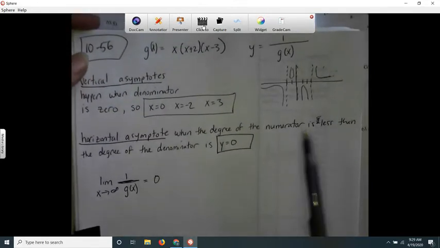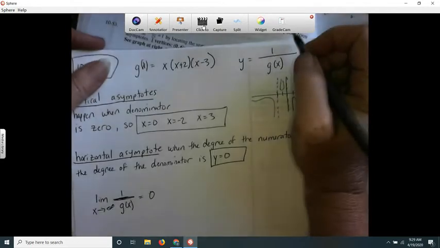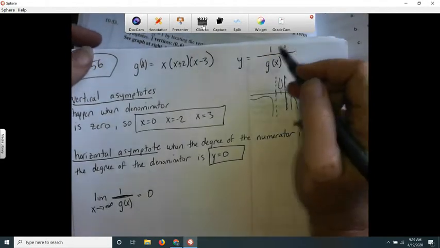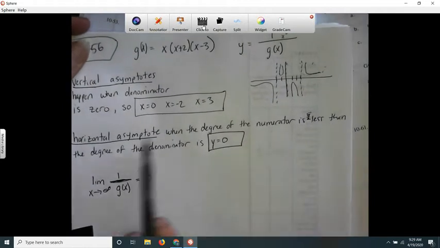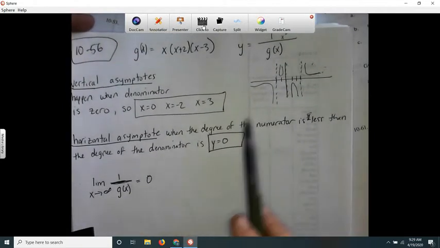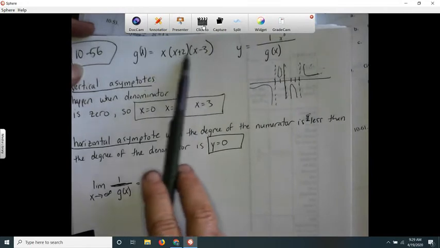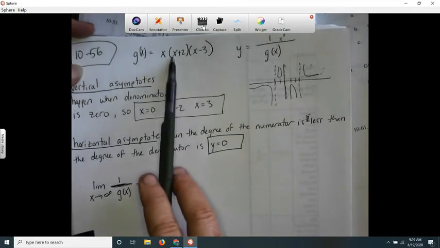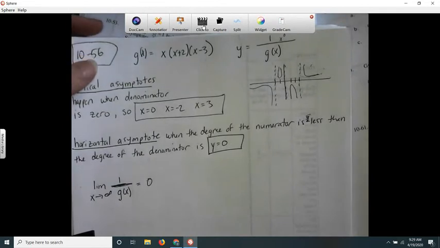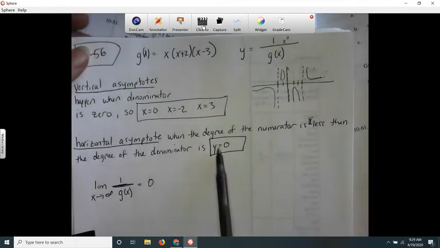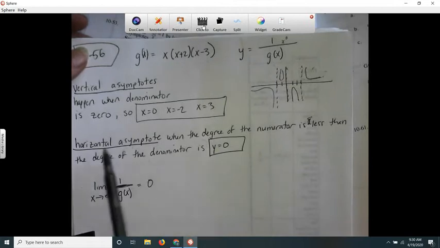if the degree of the numerator, like this would just be like x to the 0, the degree of the numerator is less than the degree of the denominator. The degree of the denominator would be, it's a third degree, right? Because it's x times x times x, that's like x cubed. So your horizontal asymptote is going to be y equals 0.